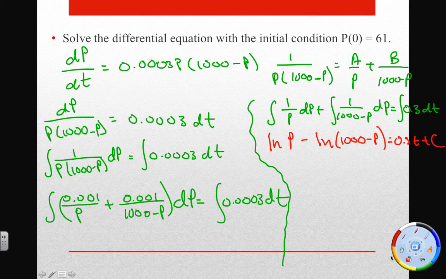Some of you might forget what we are doing here. We are actually trying to figure out an initial value problem, which means we need to do some stuff here. Okay, so let's say, because we can do this, this is natural log of 1,000 minus p minus the natural log of p, which just changes the sign over here to a negative 0.3t plus c, or minus c, I guess, technically.